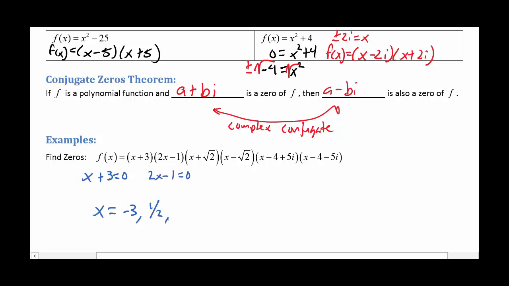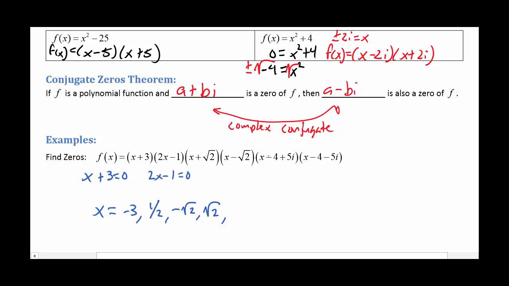for x. So given this factored form, the other zeros for this function would be negative square root 2, positive square root 2. Notice we're just changing the signs after the x. So if it says x plus square root 2, then that's a negative square root 2. x minus square root 2, it's a positive.